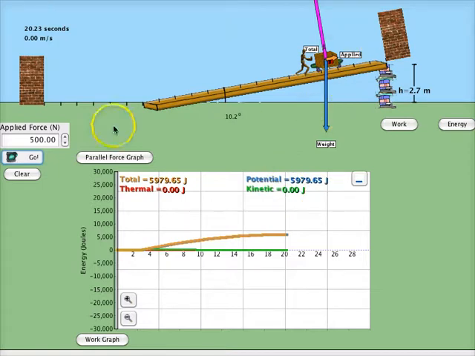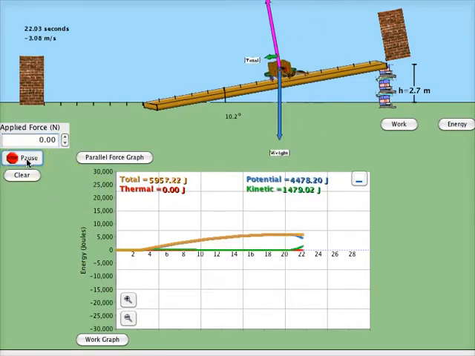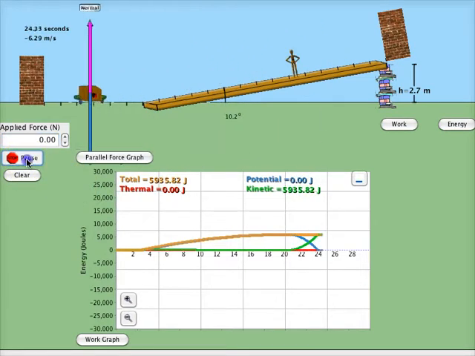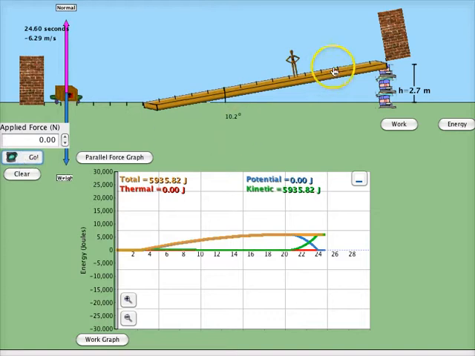So what happens when I remove the applied force? So I'm going to remove the applied force. There is no force applied now. And when I start the animation again, we're going to see what happens. And I'll pause it there. So no surprises, the crate rolls down the hill.